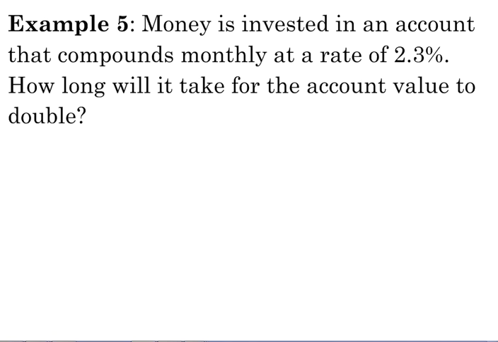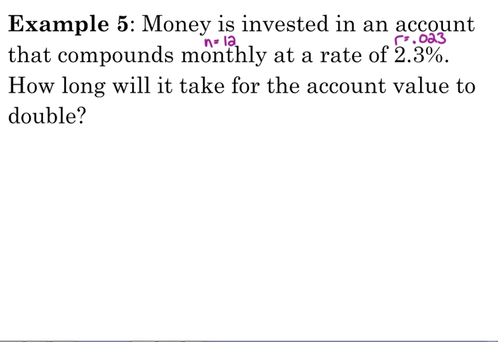Money is invested in an account that compounds monthly at a rate of 2.3%. How long will it take for the account value to double? So let's go through and label what we've got. We've got compounds monthly, so we know N is 12, at a rate of 2.3%, so R is 0.023. That's all they gave us.